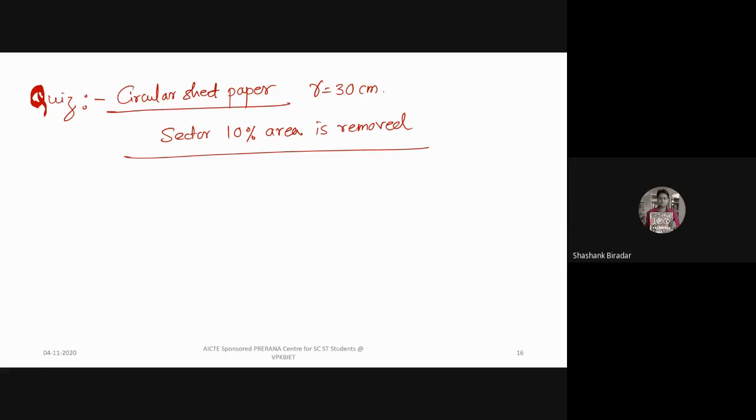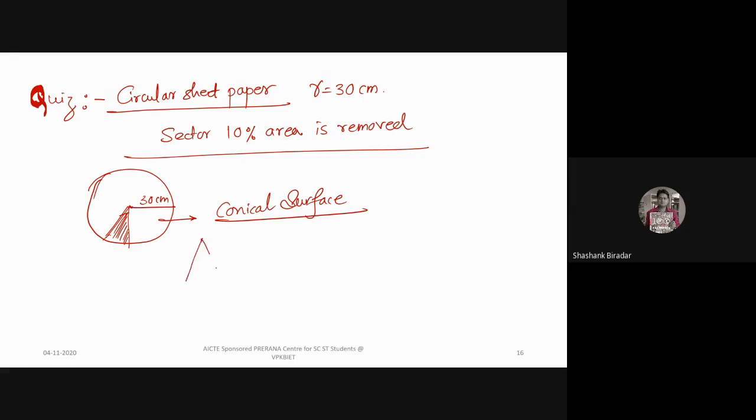So if the remaining part is used to make a conical surface. If you take a circular sheet of paper of radius 30 centimeters, and a 10% sector has been removed, and the remaining paper is used for a conical surface, then the ratio of the radius and height of the cone, whatever may be the cone formed from the remaining part of the circle, has been asked.